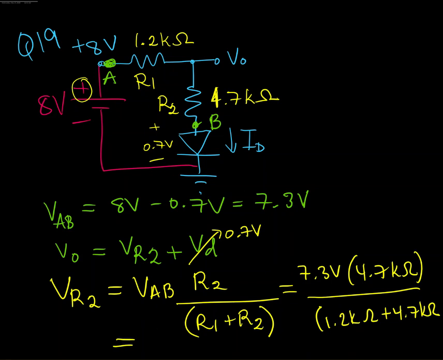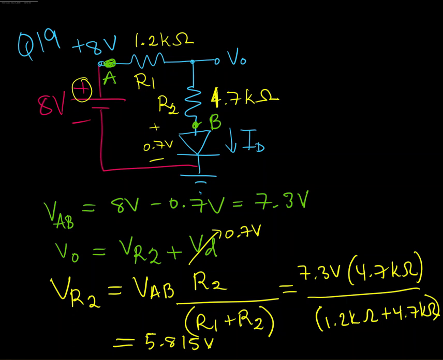I didn't calculate that out on my paper, so I'm going to punch that into my calculator right now. I've got 7.3 times 4.7 divided by the total. So you have to either add those up beforehand or use the bracket function on your calculator, but that is going to be 5.9 kilo ohms. And I get 5.815 volts. Okay, is that VR2?